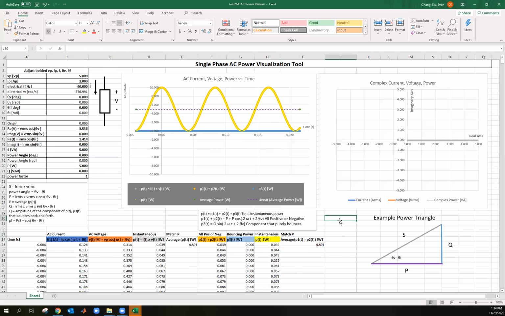Okay, I hope this was a good review and visualization tool showing the different properties and equations related to a single phase of AC power.